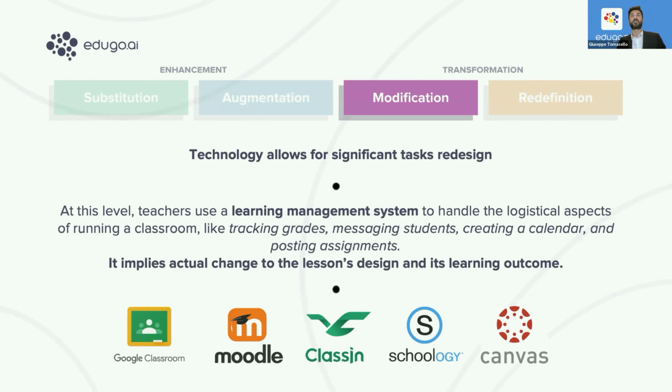So now we're going to go to the transformation part of the framework. The first stage of transformation is called modification. Modification is when technology allows for a task redesign. Now your pedagogical approach also changes, because technology allows you to modify the way you teach. How? By having new tools that are not possible in a traditional classroom. Only via technology are you able to perform those tasks.